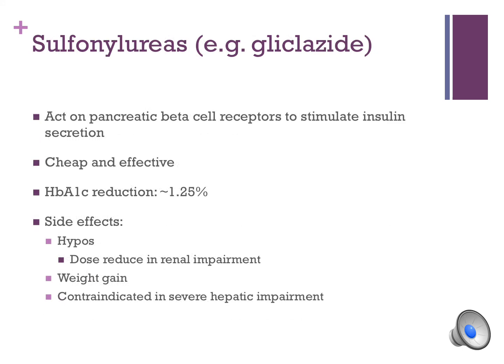The next class of drugs we're going to talk about are the sulfonylureas, such as gliclazide. This medication works by acting on the pancreatic beta cells to stimulate insulin secretion. It's a cheap and effective drug with an associated HbA1c reduction of around 1.25%. However, there are two main disadvantages with this medication. Firstly, there's the risk of hypos. So in a patient who has hypos, you probably wouldn't prescribe this medication.